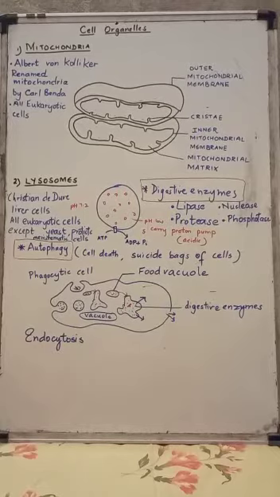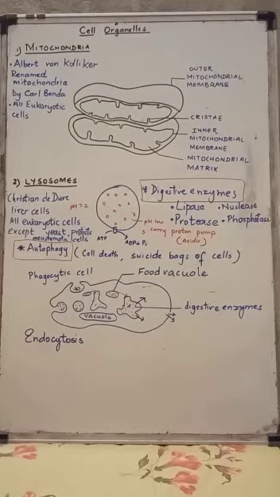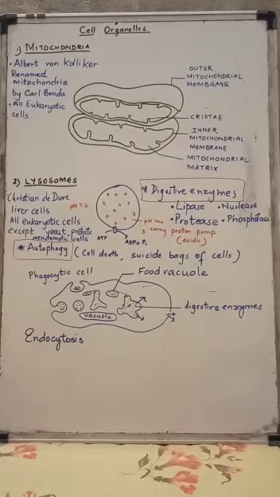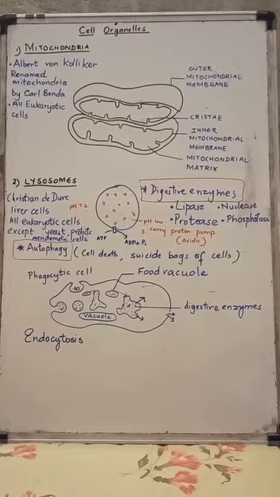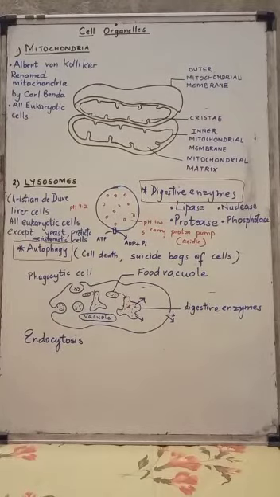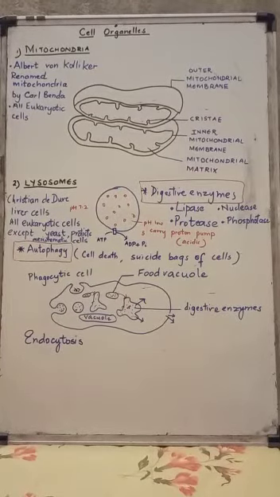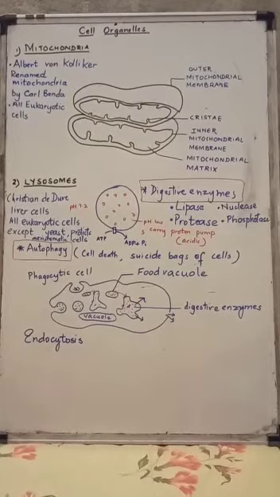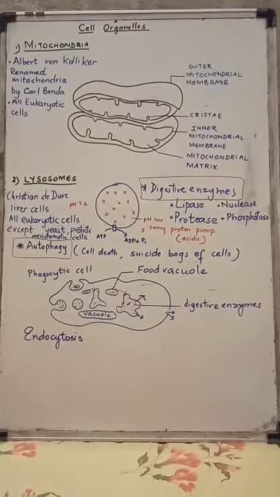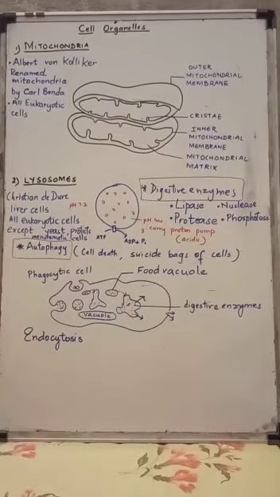As you can see, the structure of mitochondria is peculiar and it was initially discovered by Albert von Kolliker, but later on it was renamed mitochondria by Carl Bender. Mitochondria as a cell organelle is present in all eukaryotic cells. It has a peculiar sausage-shaped structure.